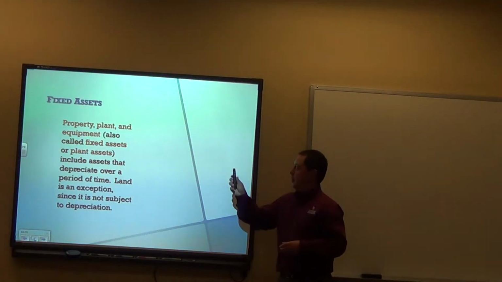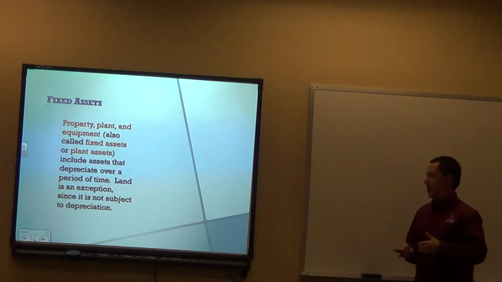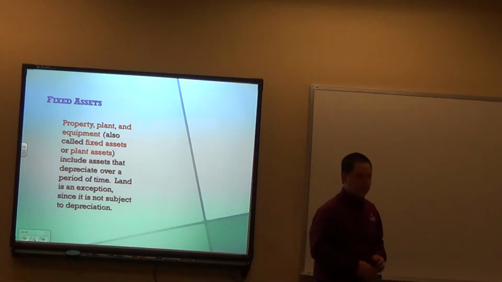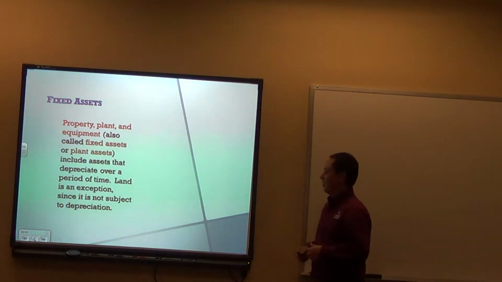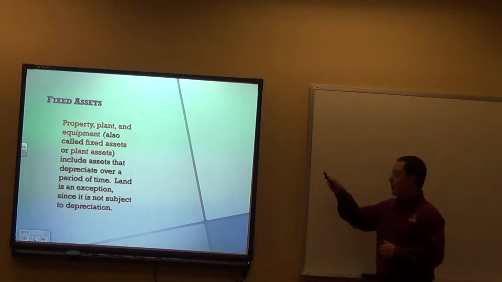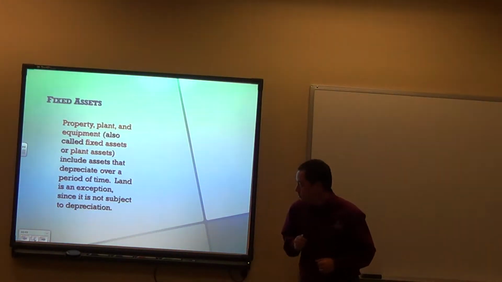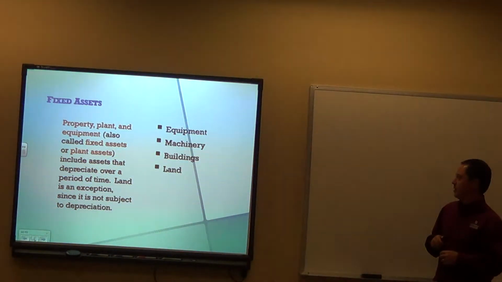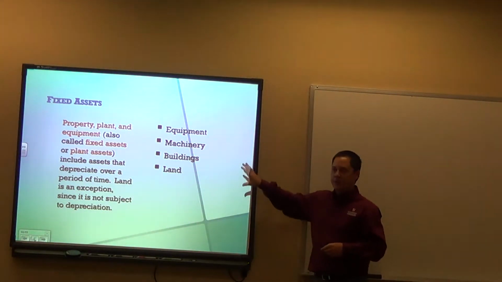Then you have your plant, property, and equipment, which are your fixed assets. Those are the things that you can depreciate, except for the one we talked about, which is land. We can't depreciate dirt, because dirt's going to be there forever, right? You can move it, but we can't really depreciate that. That's the only exception; the rest we typically can. Equipment, machinery, buildings, and land all fall in that category. Questions on what fixed assets are?